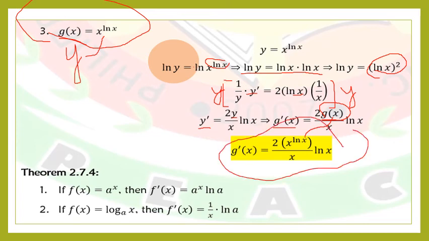So, we have another theorem. Theorem 2.7.4. If f of x is equal to a to the power of x, then ang derivative daw ni a to the power of x is f prime of x is equal to a to the power of x times the ln of a. So, formula din ito, class. Pag nakita ninyo yan, ang derivative ni a to the power of x is a to the power of x ln of a. Another is, if f of x is equal to the log of x with the base a, then ang derivative niya is 1 over x times the ln of a.